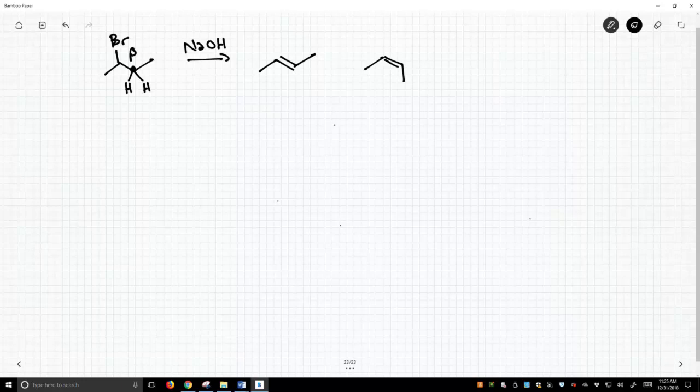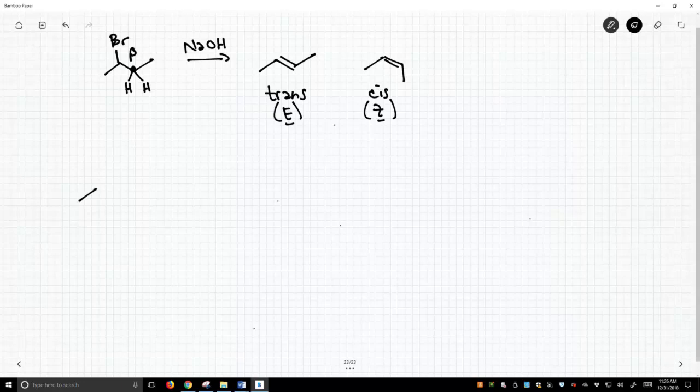Now notice these are two different products. They have a different geometry for the alkene. This is the trans alkene, or maybe more formally the E alkene, and here is the cis alkene, or the Z alkene. So which is it? Because the fact is, it's not just a random mixture. There is a preference in this reaction, and it all comes back to the fact that our beta hydrogens have to be anti to our leaving group.